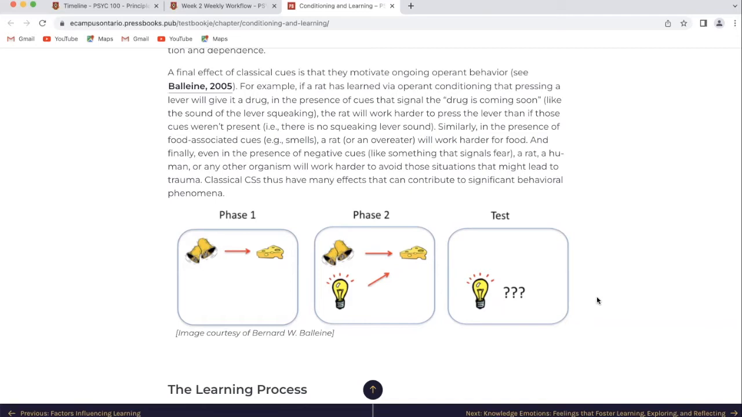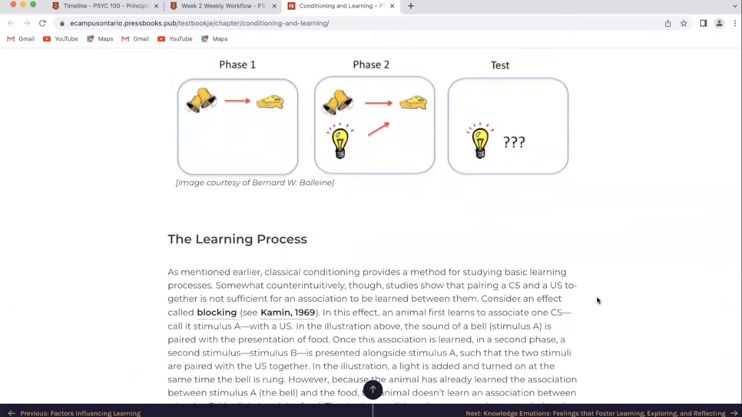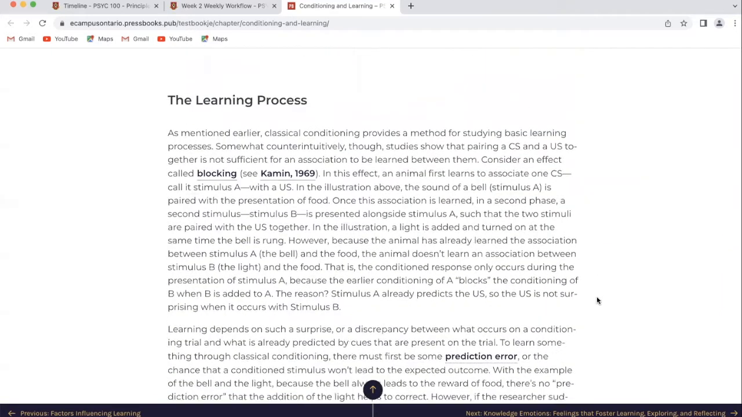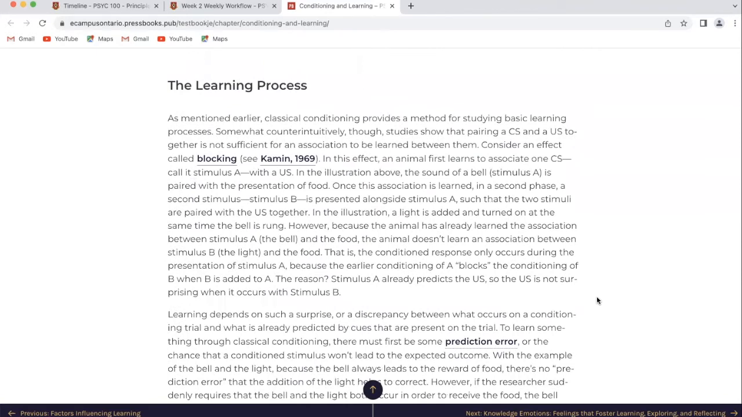Classical CSs, or conditioned stimuli, thus have many effects that can contribute to significant behavioral phenomena. The learning process: as mentioned earlier, classical conditioning provides a method for studying basic learning processes.